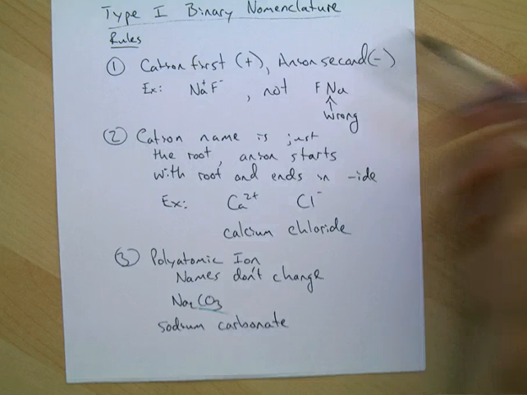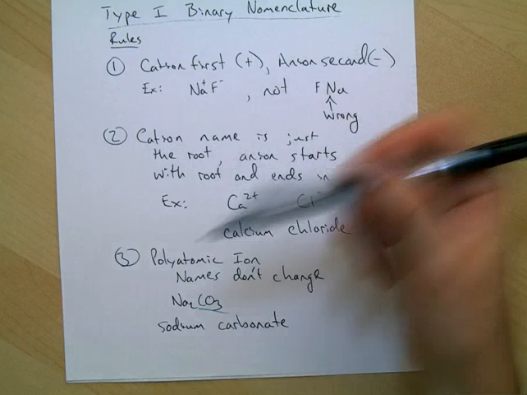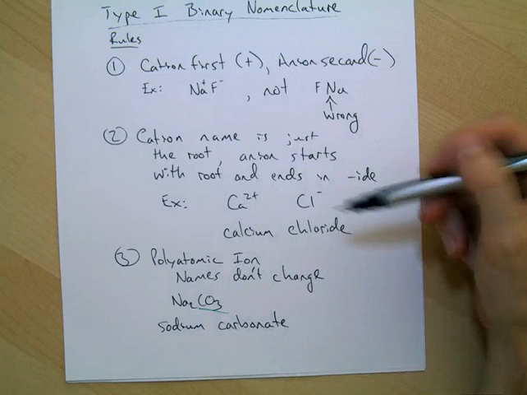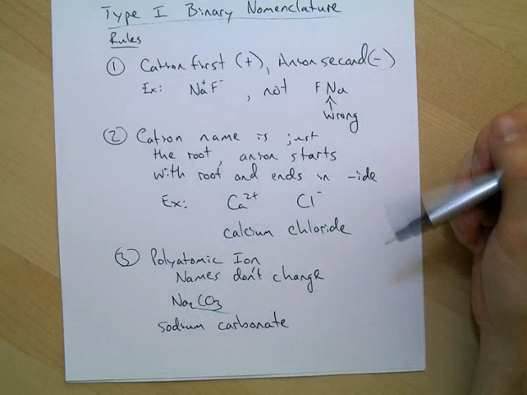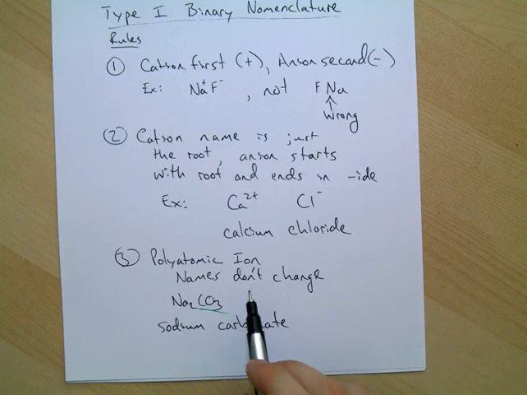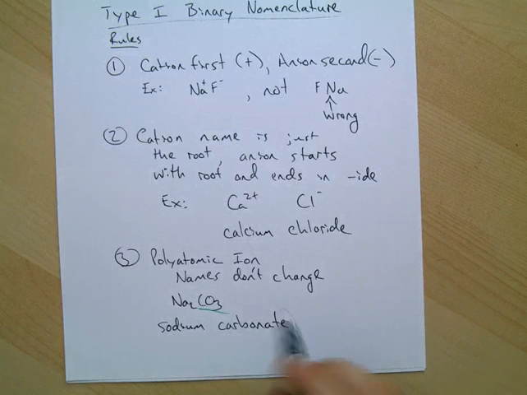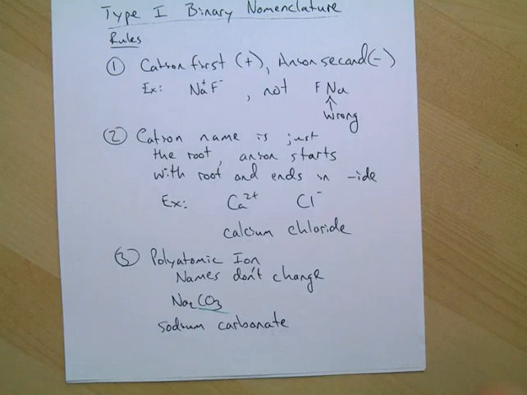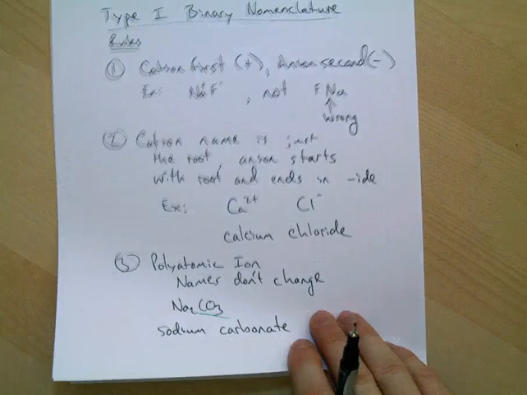So just to review, cations first, anions second. The first name, you don't change. The second name, you change to end in "ide." If it is a polyatomic ion as the anion, you leave its name the same. And a lot of them often end in things like "ate" or "ite." Okay, let's go through a couple of example problems.